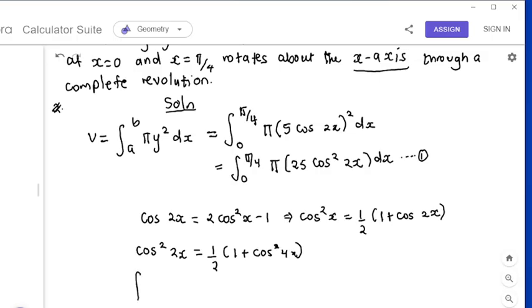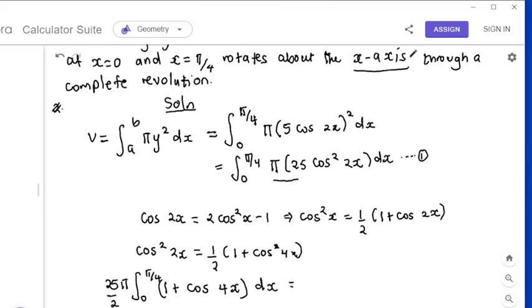So our integral changes to be from 0 to pi over 4. Now 25 and pi are constants, so we are putting them out. Also, this a half is a constant, so we are saying 25 over 2. So the 25 pi is here. Now we are left with 1 plus cos 4x dx.